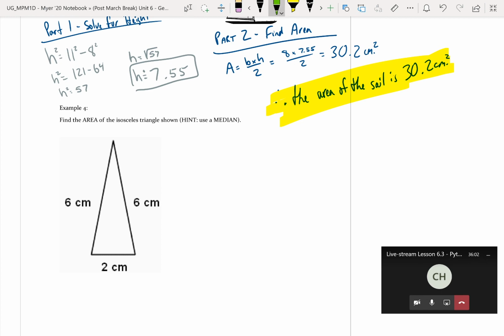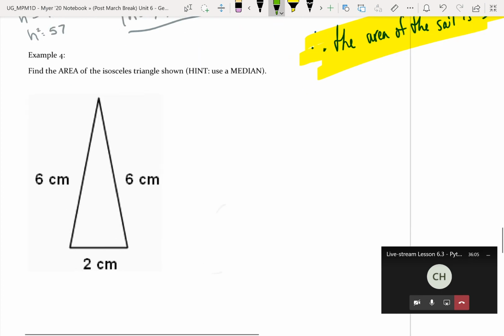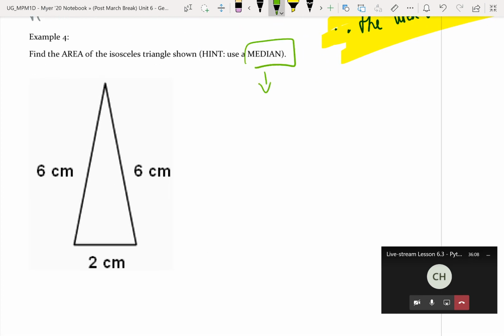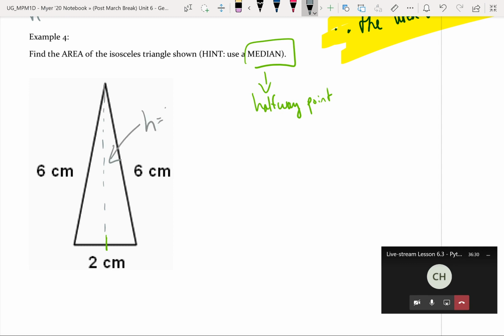All right, so last one here. Find the area of the isosceles triangle. Hint, use a median. Median meaning like halfway point, which would be right there. And if we use a median, we'd be able to solve for this, which we know would represent the height, right? We need to solve for that. So for finding the area, we need to find the height of the triangle first. We know this is going to be 1 centimeter.